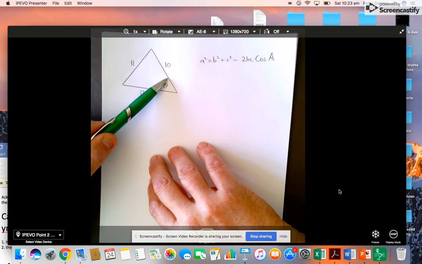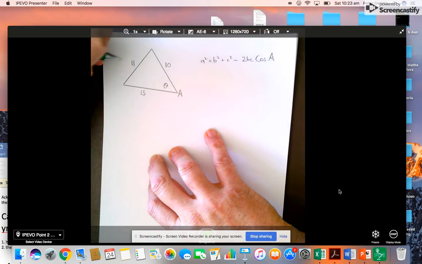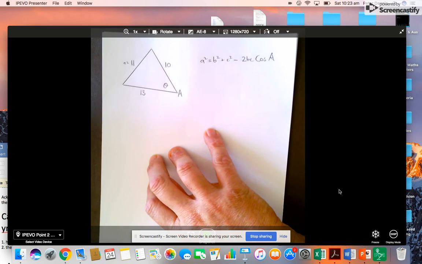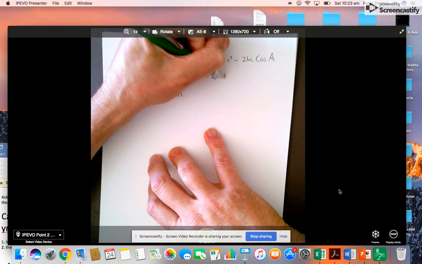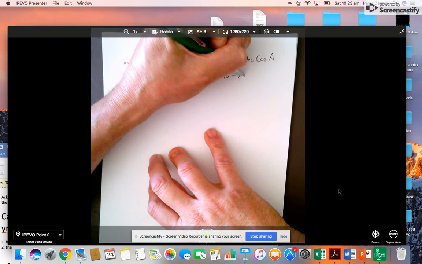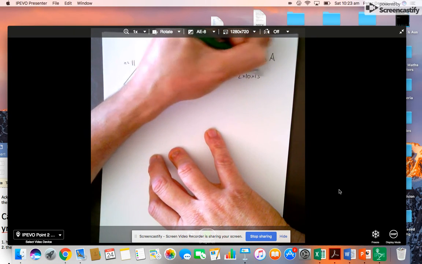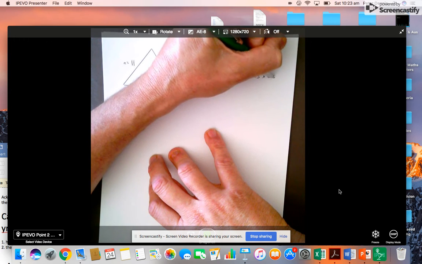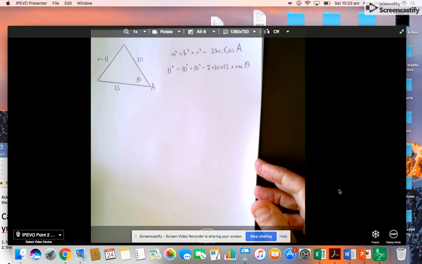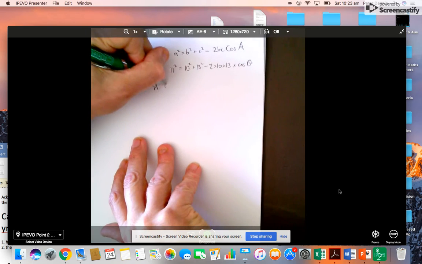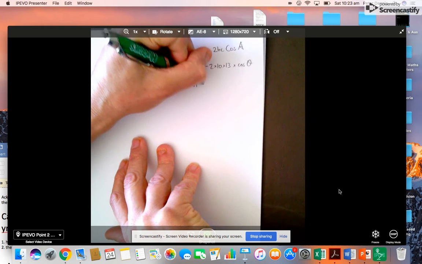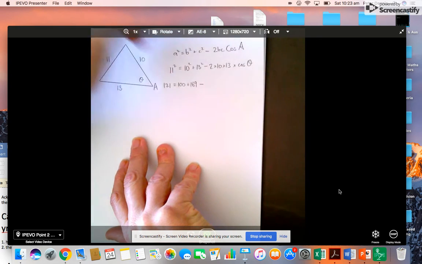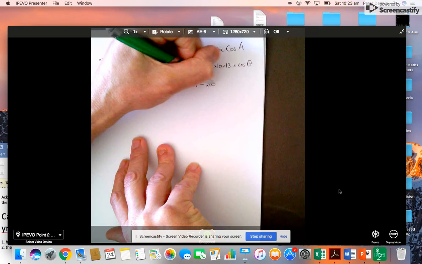So this is the angle we're trying to find. So this is the side. This is angle A. So as long as we get that is A, we should be right. So 11 squared equals 10 squared plus 13 squared minus 2 times 10 times 13 times cos theta, what we're trying to find. And we'll just try to simplify as much as possible. This is 121 equals 100 plus 169 minus, 10 times 13 is 130, so it's minus 260 cos theta.